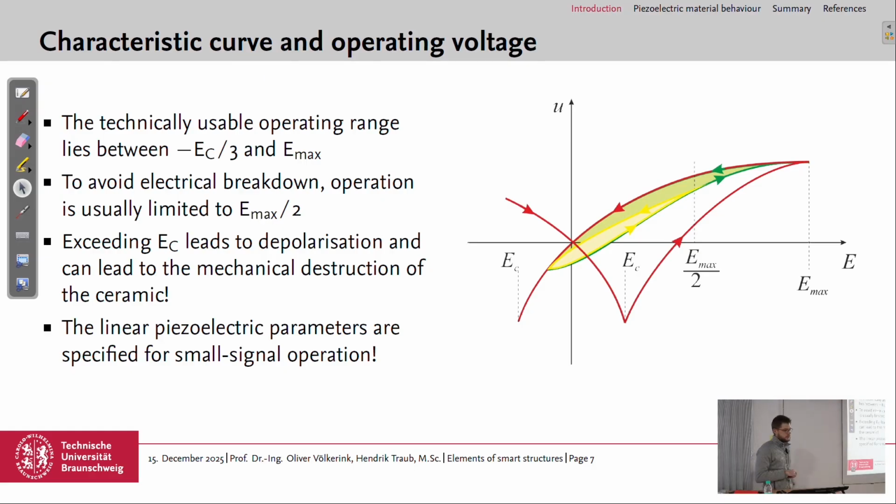We don't use the whole range when we technically use these piezoceramic materials. We are using it typically between 1/3 of minus EC, so the coercive field strength, and up to half or 50% of Emax. So these yellow arrows and yellow lines indicate the usable range and also the hysteresis behavior with the area enclosed by these curves. Yes?